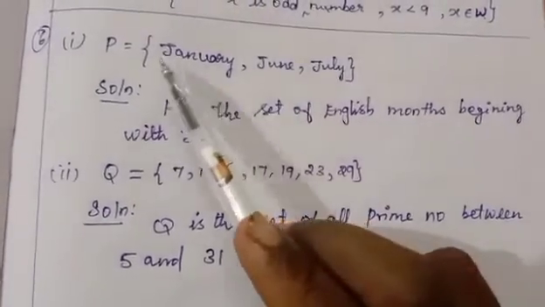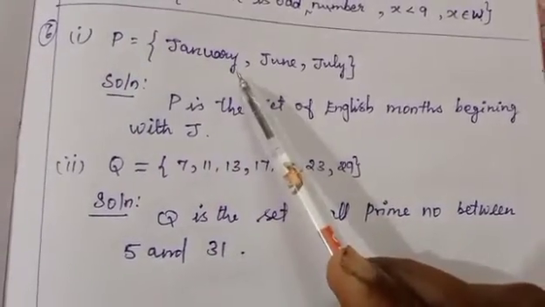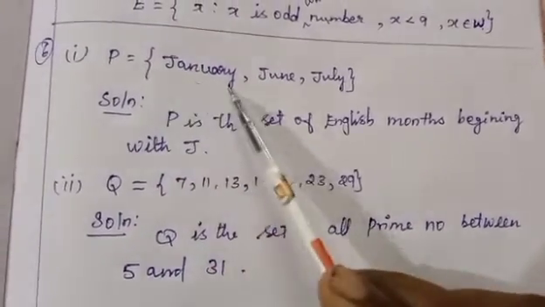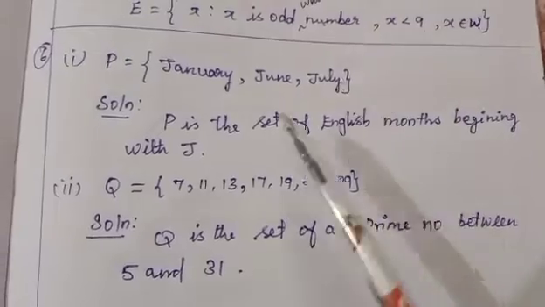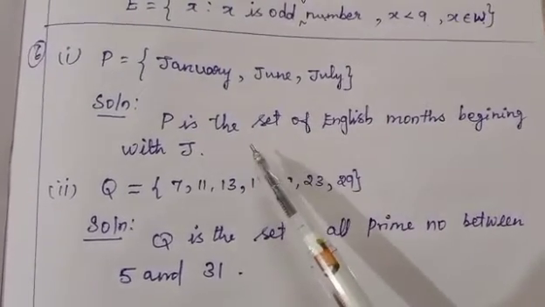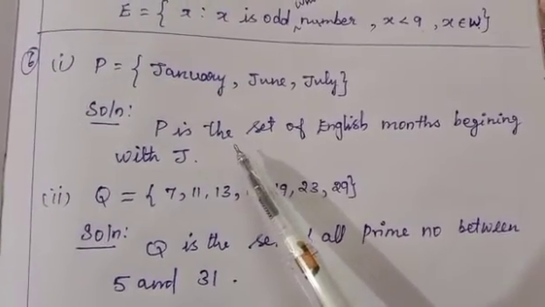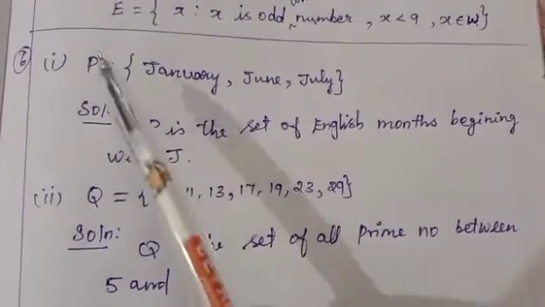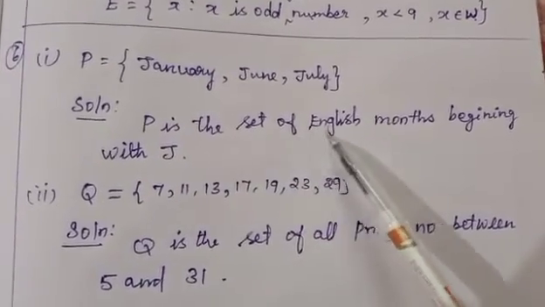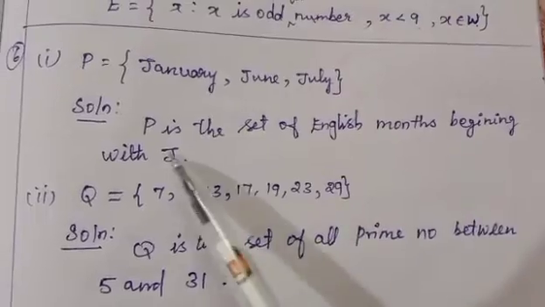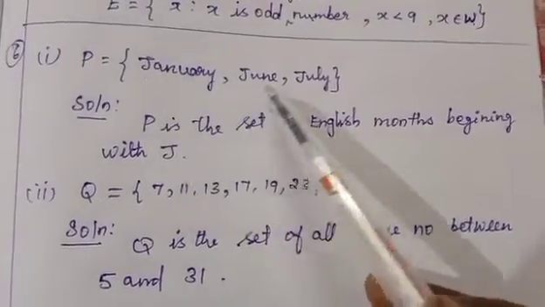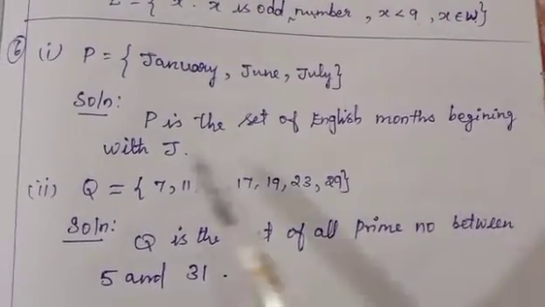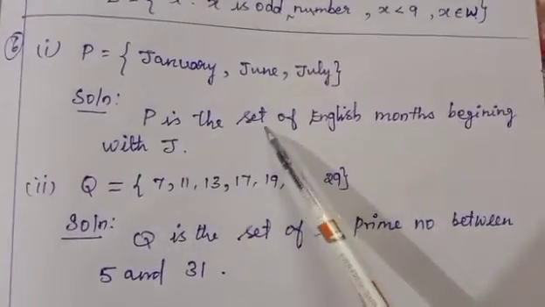First question given, P is equal to January, June, July. You have to write in a descriptive form. Descriptive form means we just have to write in words. P is the set of English months beginning with J. The first letter is J. You can make your own words also, no problem. You have to start like this.